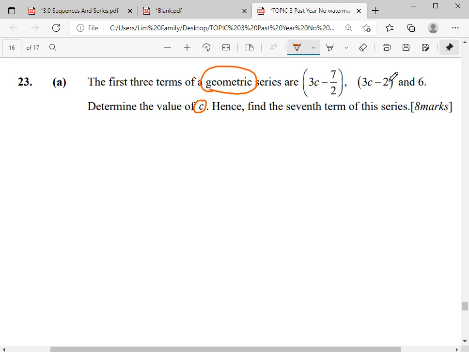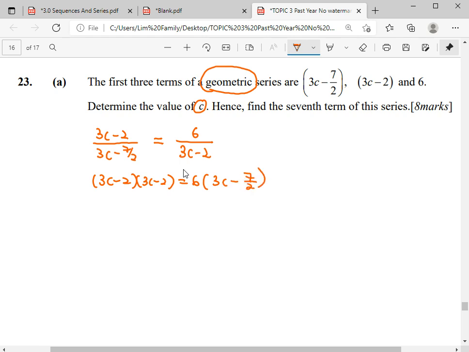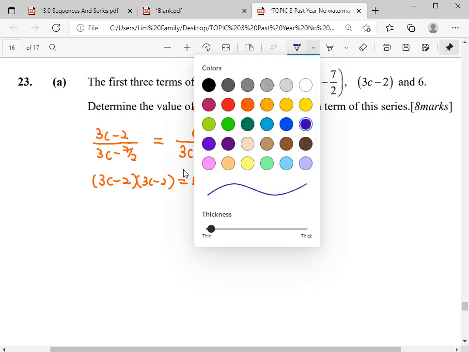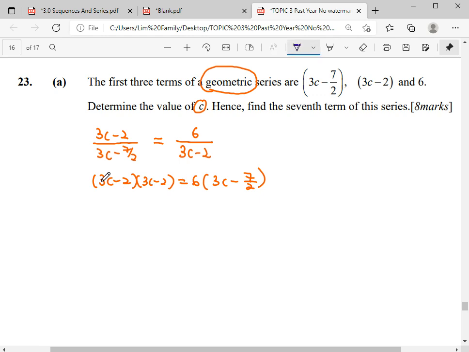So we can use their identity here, means for here we will take 3c minus 2 divide by 3c minus 7 over 2. It must be same because he said this is geometry series. It must be same. The term 3, 6 over the term 2, 3c minus 2. So we're going to simplify this. So we are going to cross multiply and find out our C here.